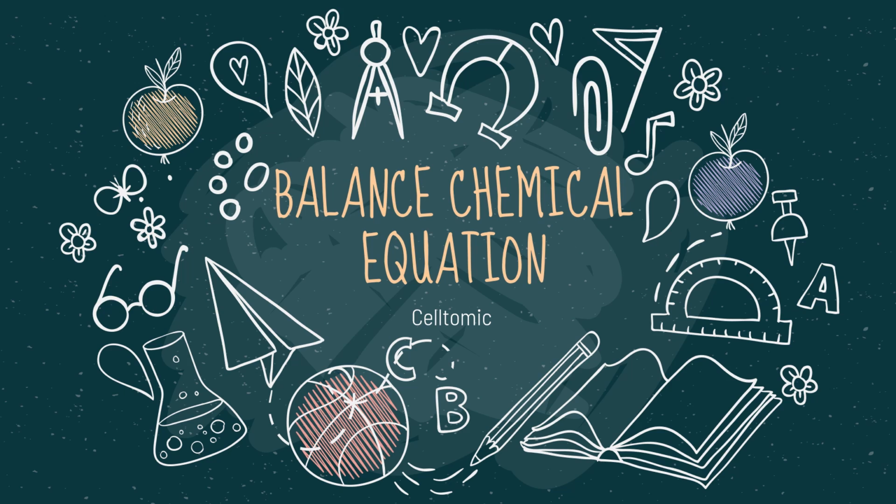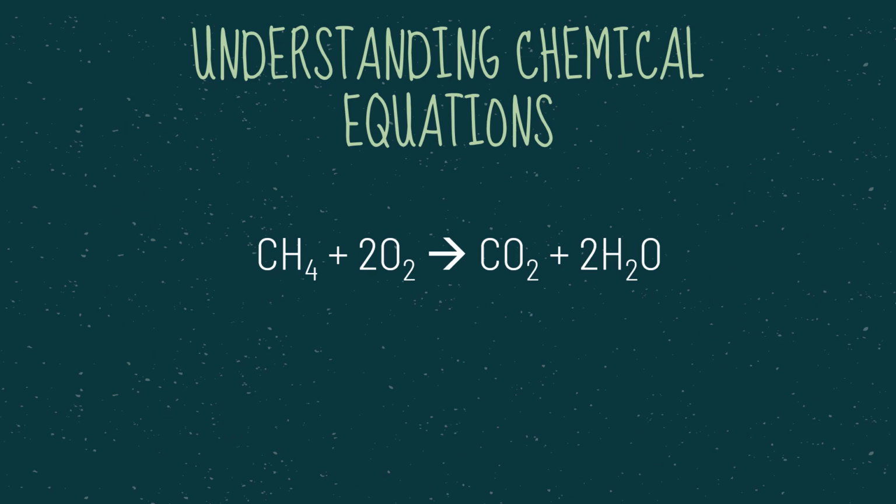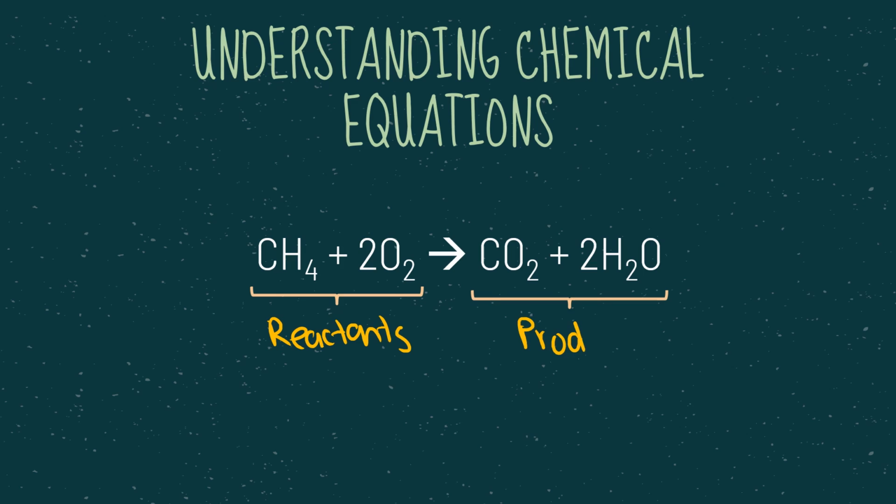In this video, we're going to learn how to balance chemical equations. So before we start, we need to first understand how a chemical equation looks. Any compounds or atoms you see on the left hand side are your reactants. Reactants are compounds or elements that are undergoing the reaction. Those elements and compounds you see on the right are our products. These are the compounds or elements that we are going to get at the end of a reaction.